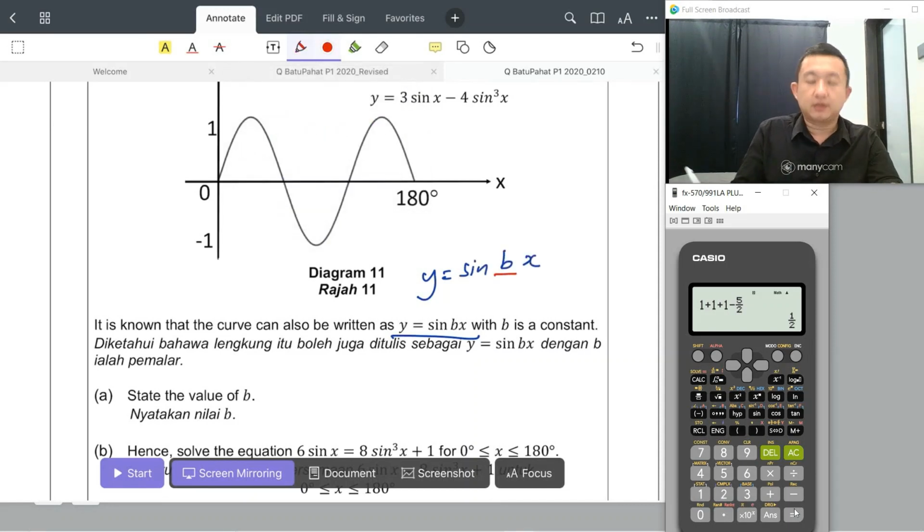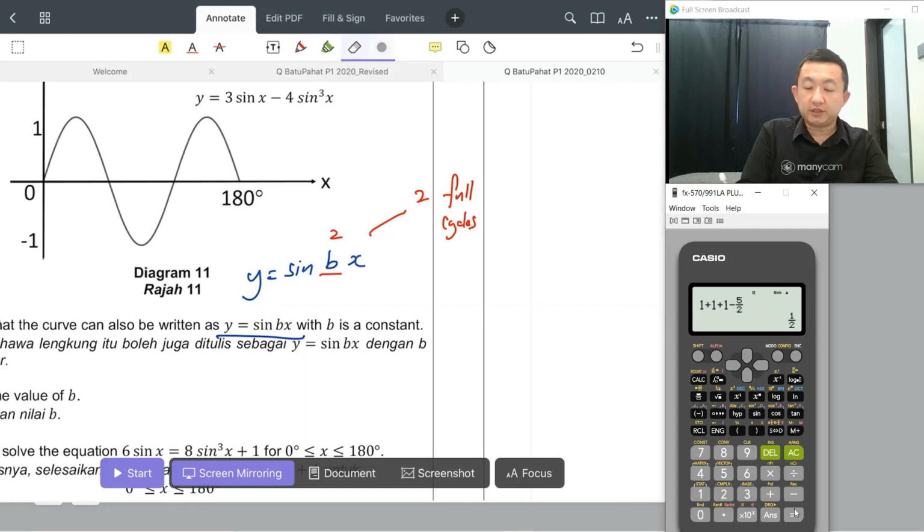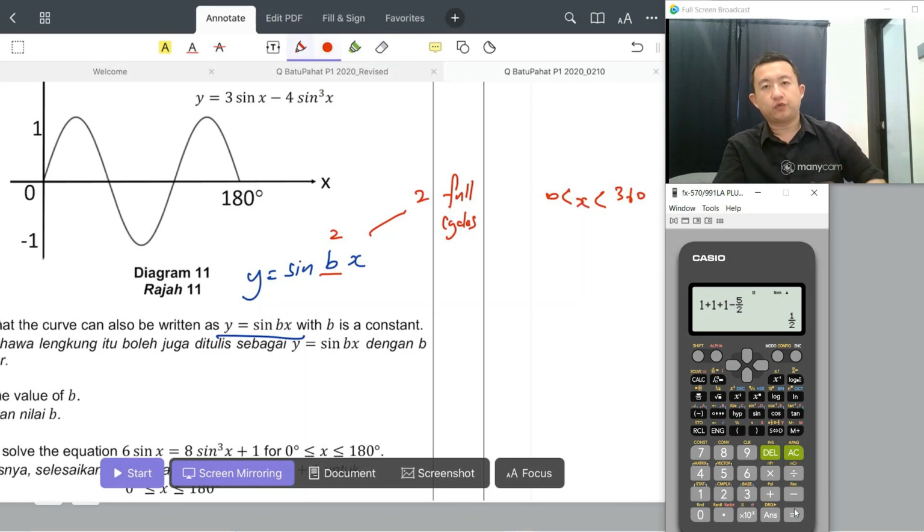What do we use to decide this b? B is a constant. Let's say b is 2x. What does it mean, b? When you have 2x, meaning you have 2 full circles of the graph, between 0 to how many? 360. If let's say you have sine 2x, you have 2 full circles.